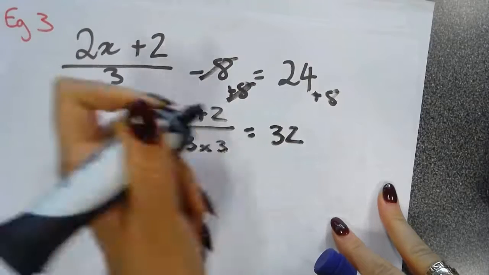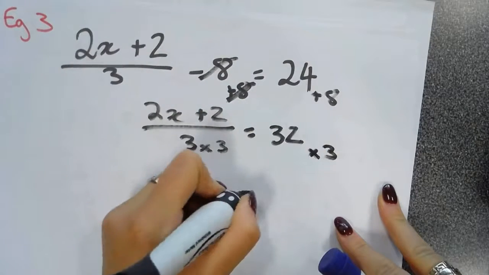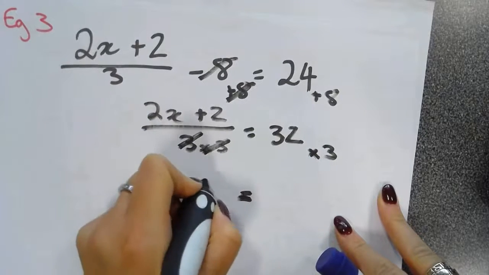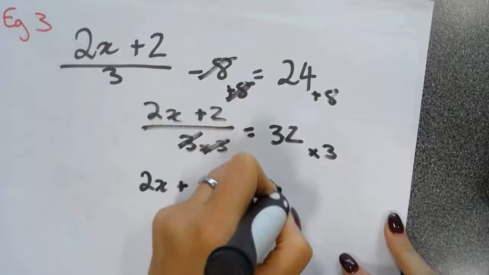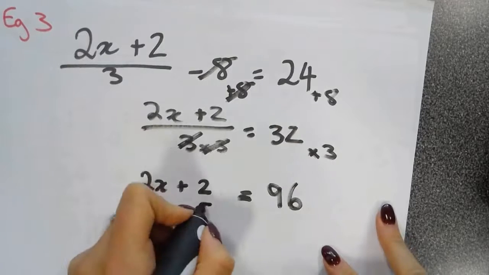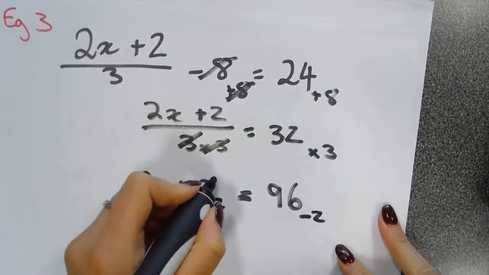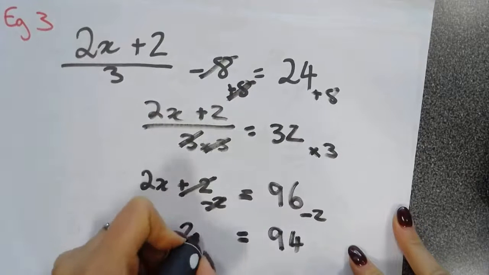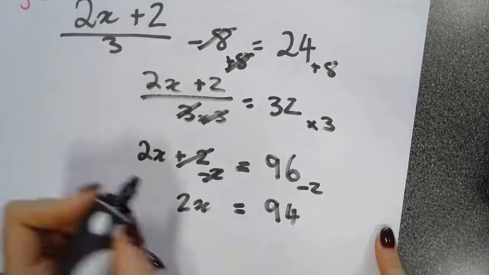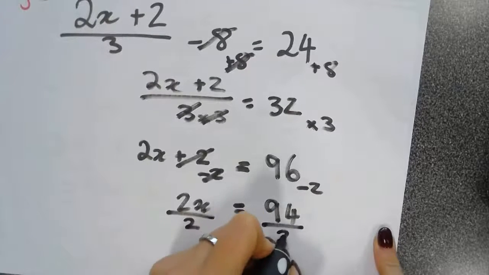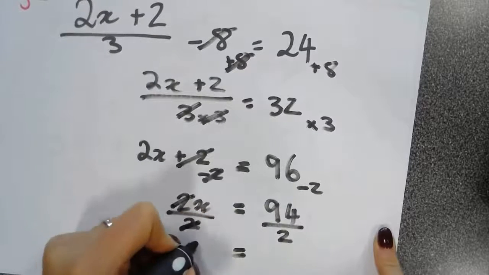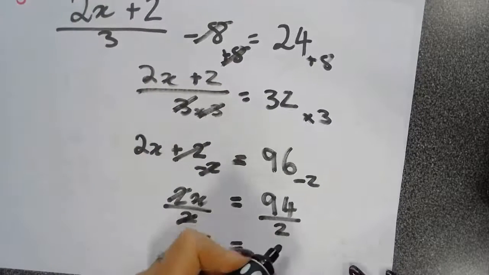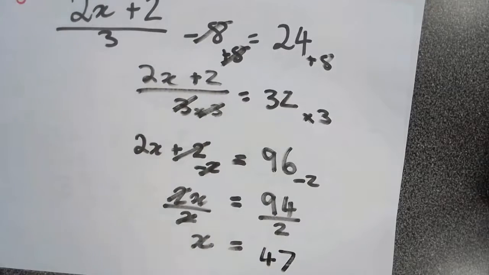Times it by 3, times it by 3. So we cancel that off that side, 2x plus 2, so 32 times 3 is going to be 96. Take 2, cancel that away, so 96 take 2 is 94, and we're left with 2x on that side. Finally, divide by 2, divide by 2. So see how we are just picking one thing away at a time, and we get left with 47.